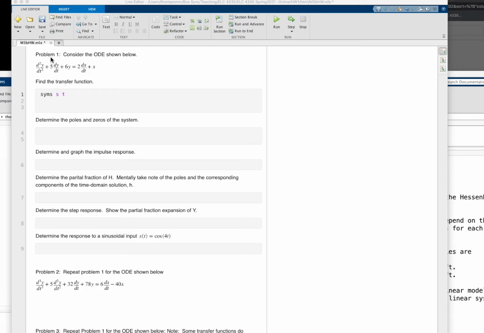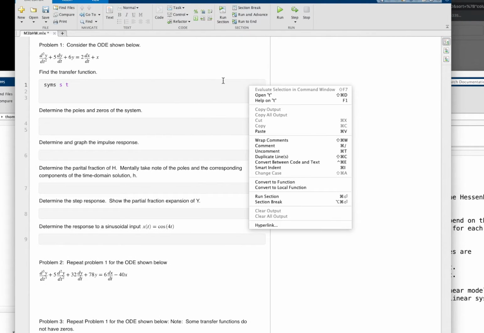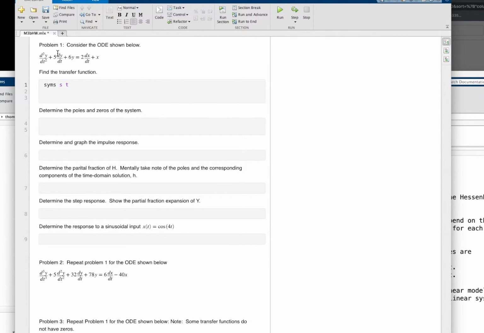I'm going to do problem 1 for you, and then you can repeat this process for problems 2 and 3. Okay, so let's get started. All right, so for problem number 1, you're supposed to look at this ordinary differential equation and come up with the transfer function. So I've already started this for you.